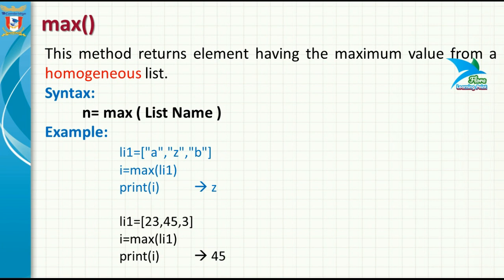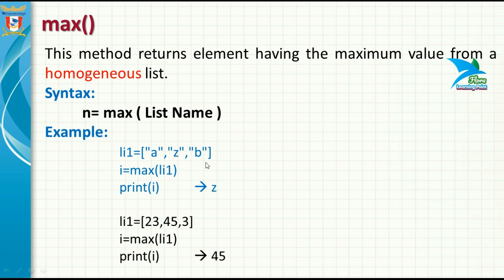The next function that we have is the max function. As the name suggests, this function returns the element having the maximum value from a homogeneous list. So the first condition is that the list must be of homogeneous type. That means all elements should belong to the same data type. Here we have the syntax of the max function. You have to pass the name of the list inside this max function, and it will return the maximum element.